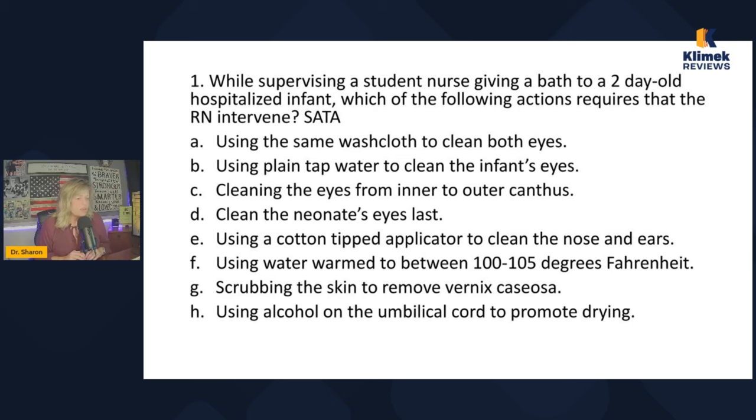Scrubbing the skin to remove the vernix caseosa. I don't like the word scrubbing for a two-day-old. You can scrub skin for other ages, but not a two-day-old. They're so fragile. I'm not scrubbing anything on a baby.